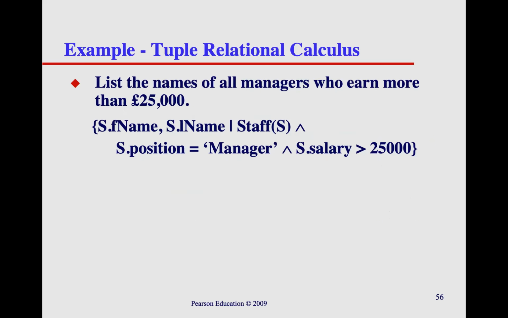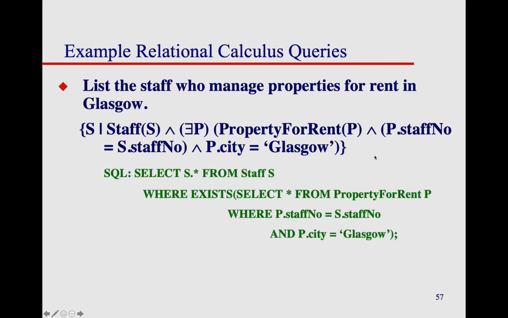Okay, and now just some more examples of things. Here's: list the names of all managers who earn more than $25,000. So it's a query that involves a conjunction of position equal manager and salary greater than 25,000.